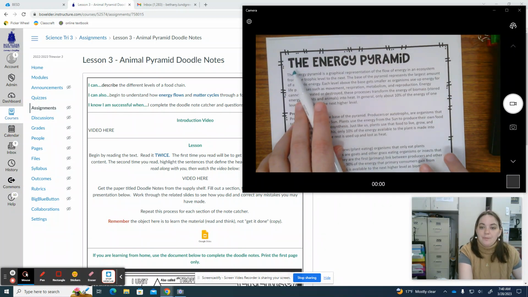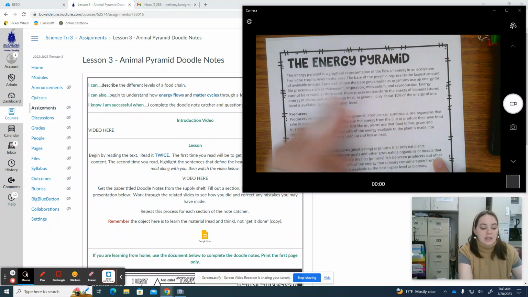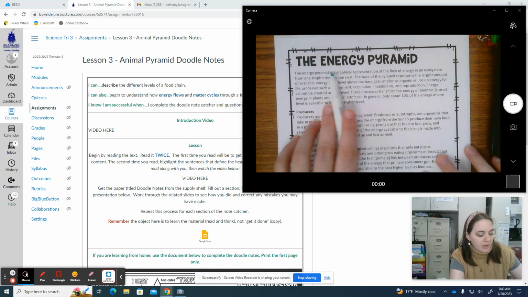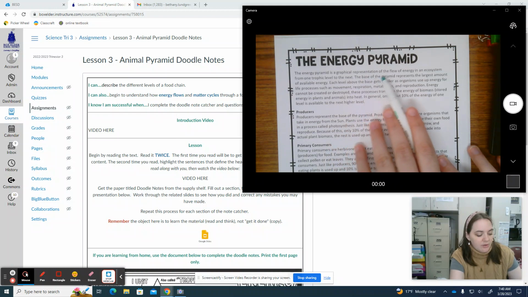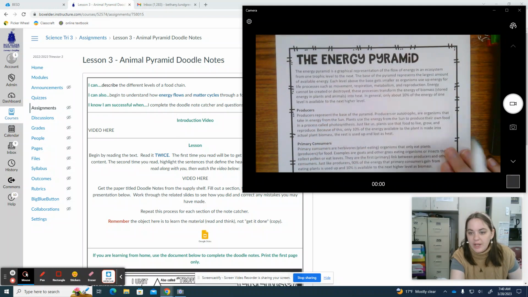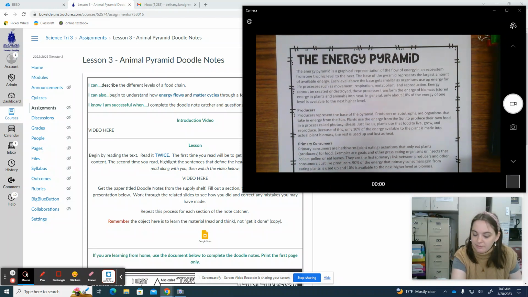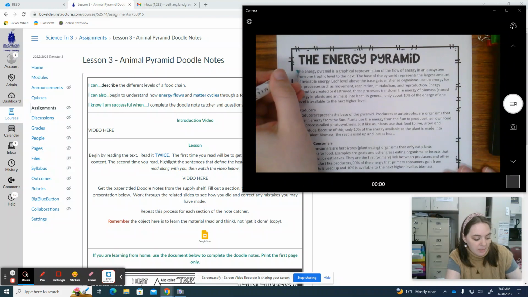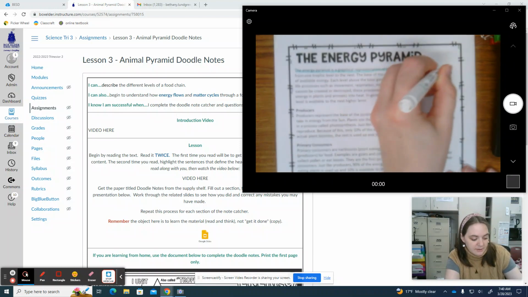So, for example, this says the energy pyramid. In this little paragraph, I'm going to find a sentence that tells me what an energy pyramid is. So, as we start, the energy pyramid is a graphical representation of the flow of energy in an ecosystem from one trophic level to the next. Look at that, it's the first sentence, because that tells me what an energy pyramid is. So I'm going to go ahead and I'm going to highlight that sentence.